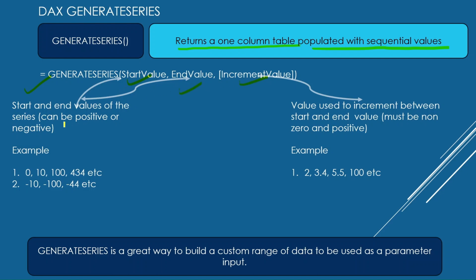The start value and the end value can be positive or negative, like 0, 10, 100, 403, or minus 10, minus 100, minus 44. The increment value is used to increment between start and end, and it must be non-zero and positive. It will start from the start value and go till the end value, like 2, 3, 4, 5.5, 100, etc.